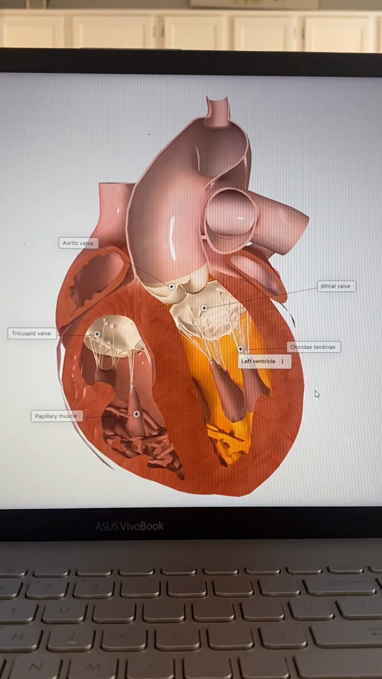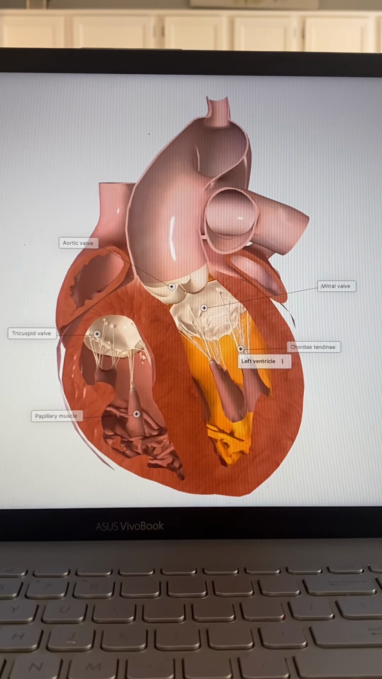In addition to that, the heart can also be divided into 2 sides, your right side and your left side. Your right side of the heart is responsible for the deoxygenated blood going directly into the lungs. The left side is responsible for all the oxygenated blood that has just come from the lungs.